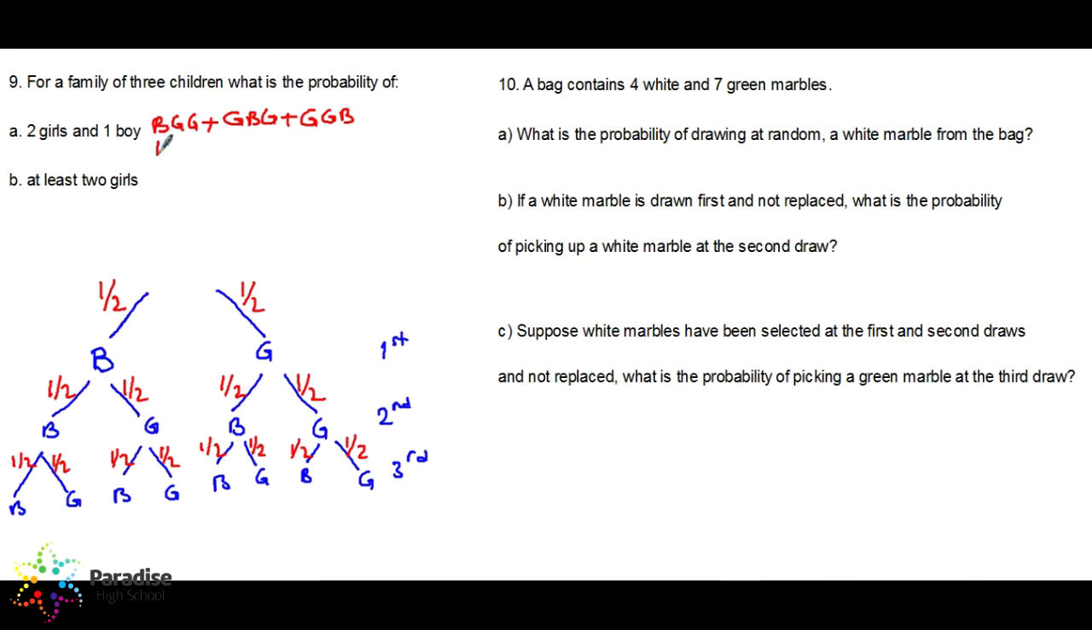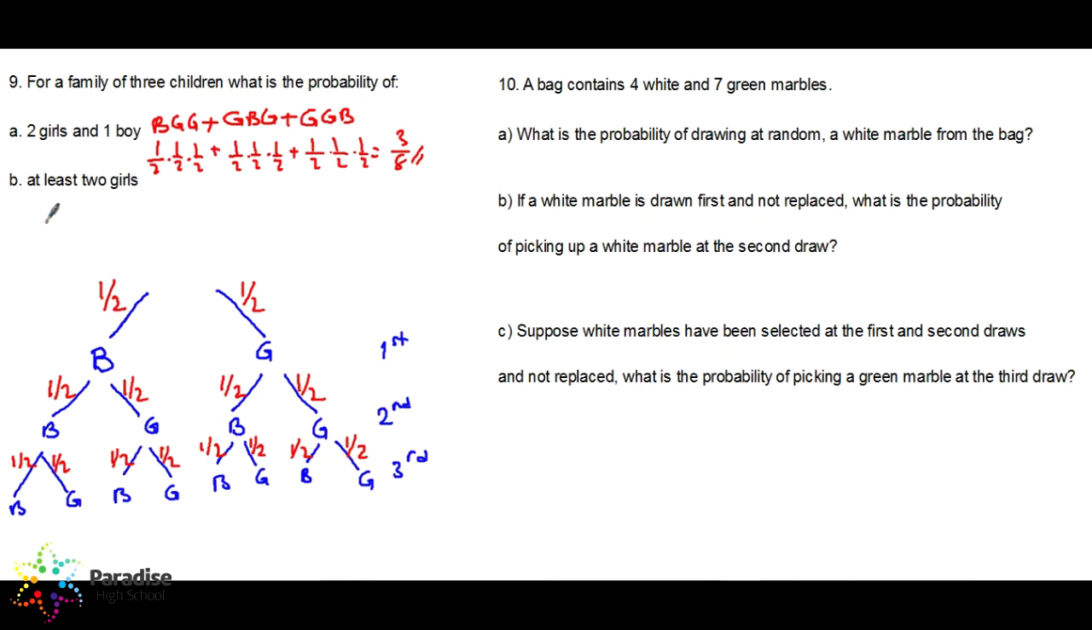Okay, BGG. We follow the branches: 1/2 times 1/2 times 1/2. Each time it is 1/2 times 1/2 times 1/2. So each outcome is 1/8, and with three such outcomes, that's going to be 3/8.